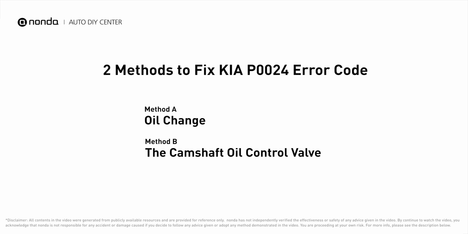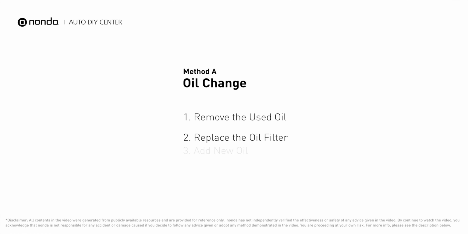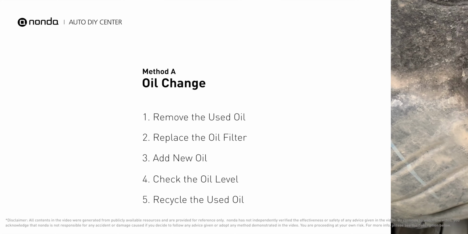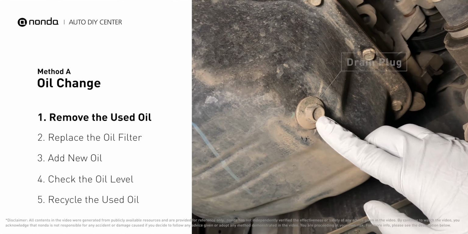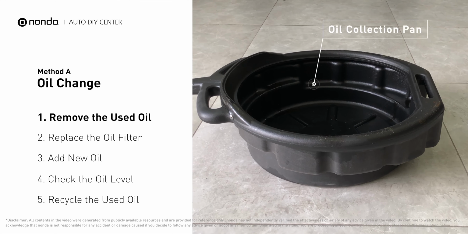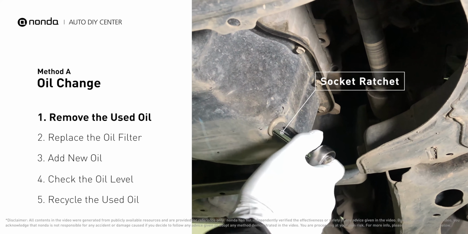Here are 2 of the most practical solutions to fix Kia's P0024 error code. Method A, oil change. Locate the oil drain plug on your vehicle and place an oil collection pan underneath it. Use a socket ratchet to remove the plug from the oil pan on your vehicle.